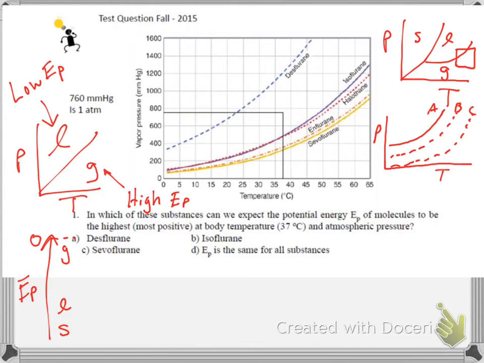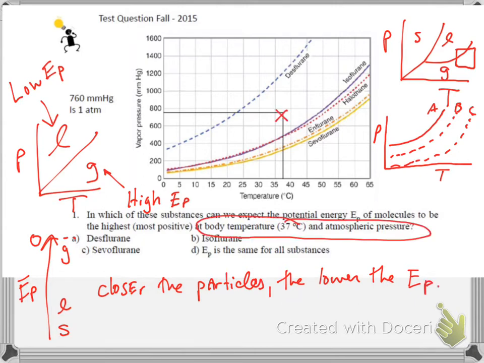Gases have the highest potential energy, then liquids, and then solids, because the closer the particles are, the lower the potential energy. That was one of our fundamental assumptions in the particulate model. So we're looking at 37 degrees Celsius and atmospheric pressure. That's where the red X is.